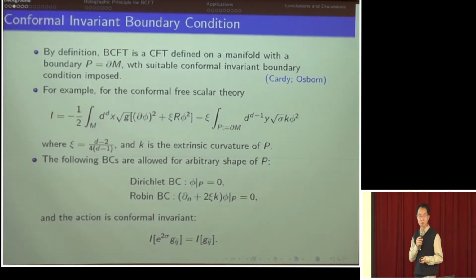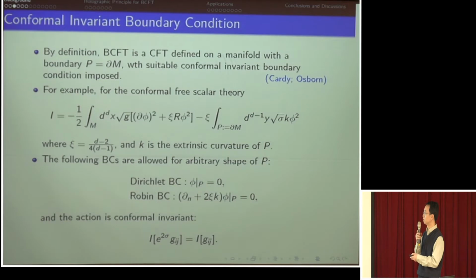So just to be concrete, what do I mean by conformal field theory with boundary? It's just an ordinary conformal field theory. You introduce a boundary, and the boundary is introduced so that you preserve conformal invariance. That's a boundary conformal field theory. You need to impose boundary conditions which give conformal invariance. So these are called conformal invariant boundary conditions.